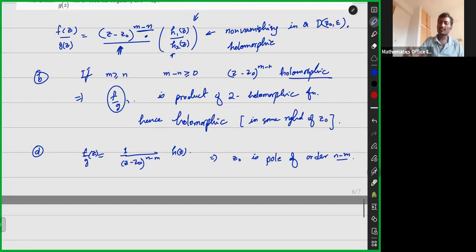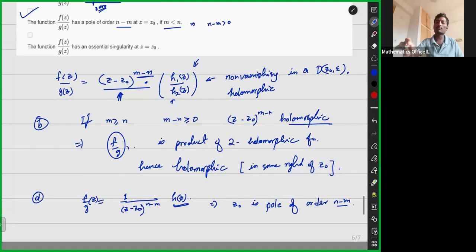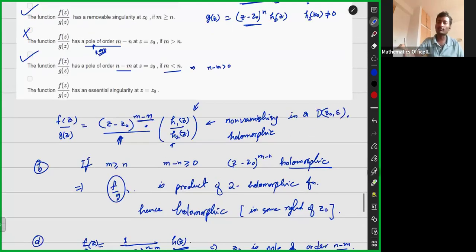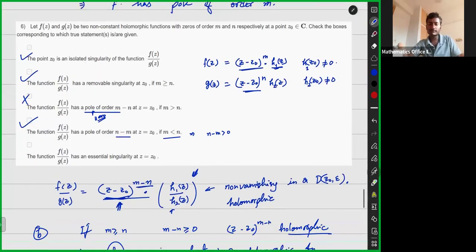You have to just think that this h(z) is well defined. It is a non-vanishing holomorphic function in a neighborhood. That is how we have chosen it in the factorization, using the factorization theorem. All the zeros have already been counted inside this part, z minus z naught. Okay, so this part is correct.